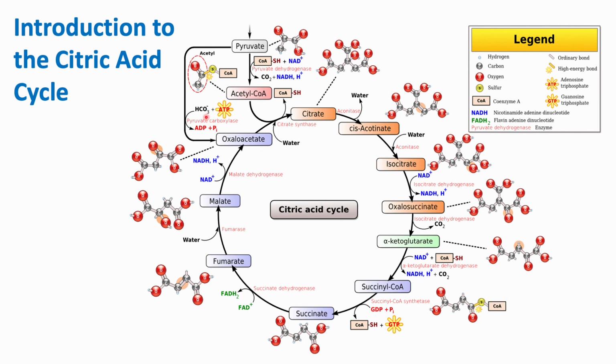The citric acid cycle is a process that cannot occur in anaerobic conditions. In anaerobic conditions, we will see fermentation processes such as lactate production and ethanol production. This process occurs after glycolysis and pyruvate processing.